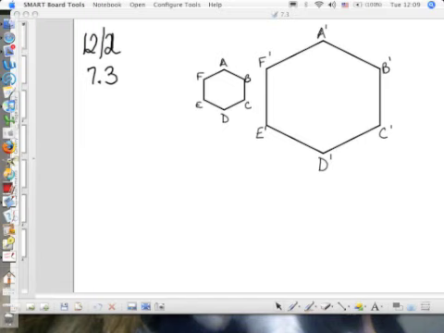All right, in 7.3, we are branching off of 1 and 2, where we were learning about ratios and proportions. Now we're going to be applying it to similar polygons, okay?